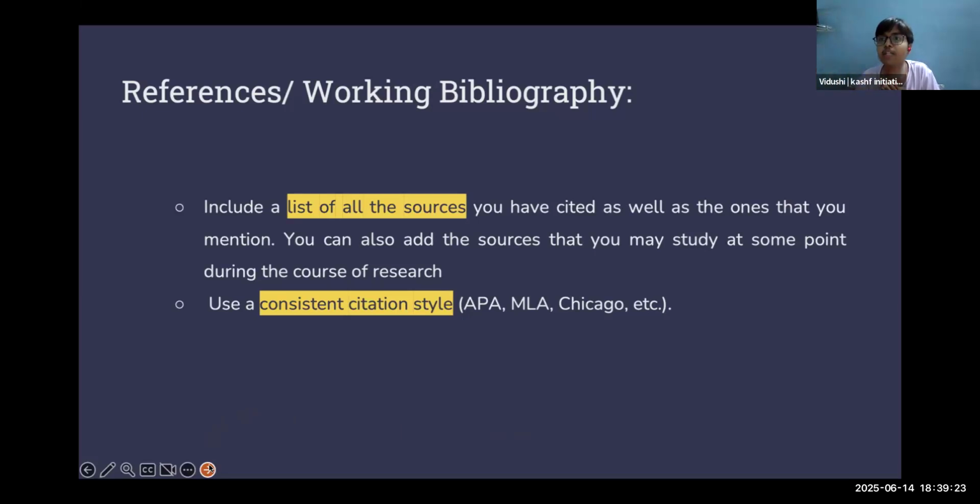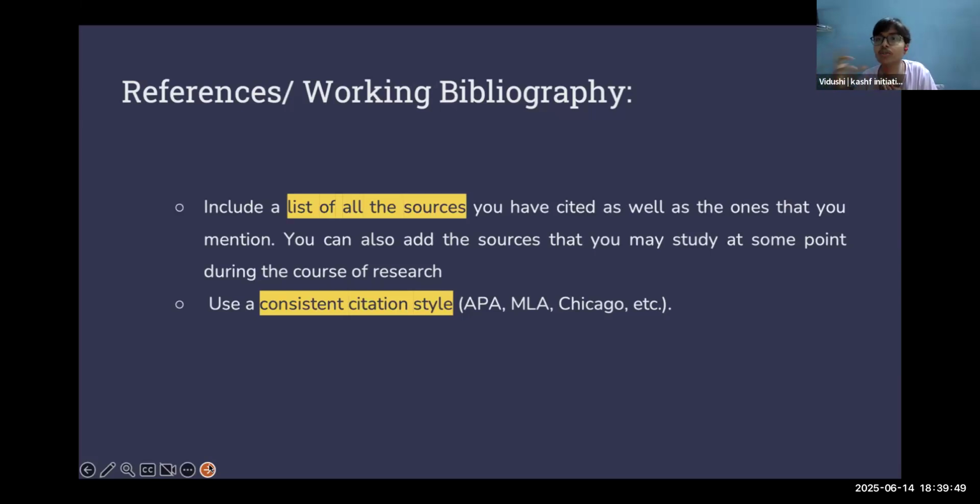Now it totally depends on what the institution asks of you, what kind of referencing you will do, whether just the references list or a working bibliography; it's up to you. Second is, use a consistent citation style, very important. Whatever way you're citing inside, use the same citation style throughout the text and in the reference list. We have a session on this, on citations specifically.